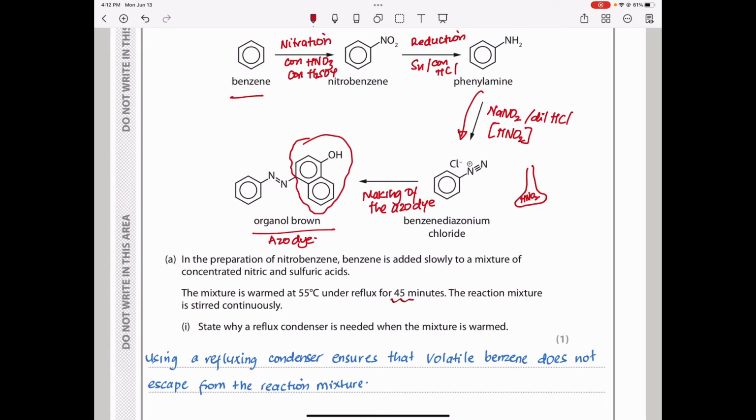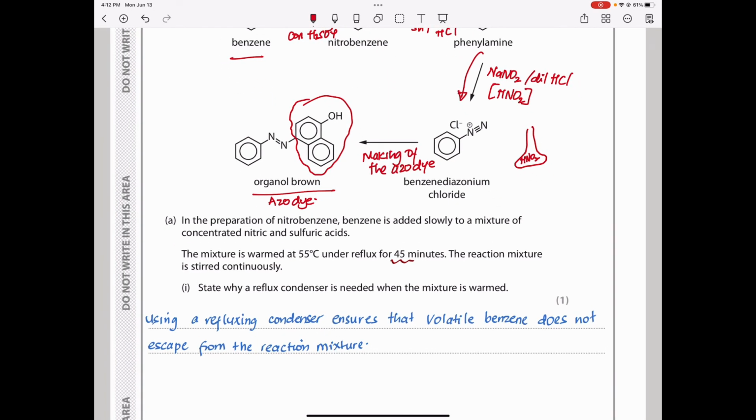So let's see, they say in the preparation of nitrobenzene, benzene is added slowly to a mixture of concentrated nitric and sulfuric acid. The mixture is warmed at 55 degrees under reflux for 45 minutes. The reaction mixture is stirred continuously. State why a reflux condenser is needed when the mixture is warmed.